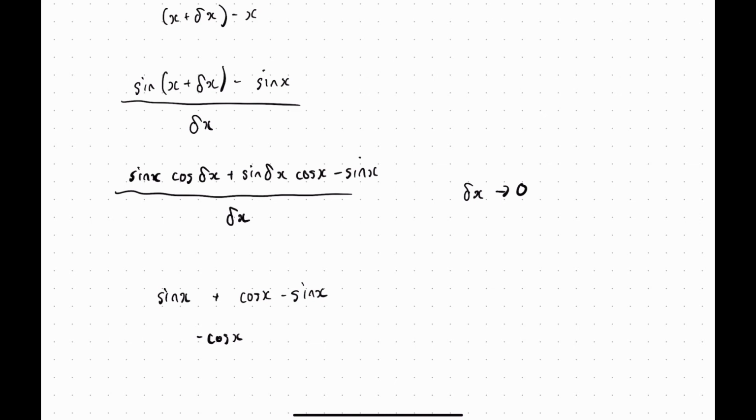Because the cos delta x becomes... hang on, what have I done? Hang on, sine 0 is 0, right? Yeah, so cos x goes away, doesn't it? Hang on.